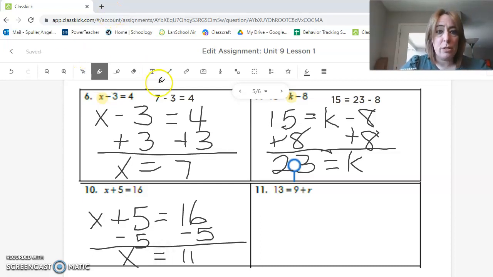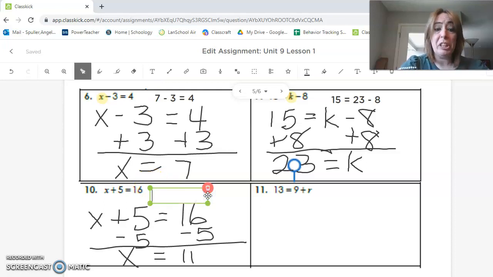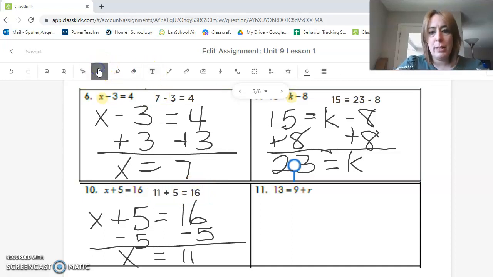So let's see if that's true. So if I come back and I use the original equation, and instead of putting x though, I put 11 plus 5 equals 16. Yep, that's what we would get. We proved it's right. All right, here we go.